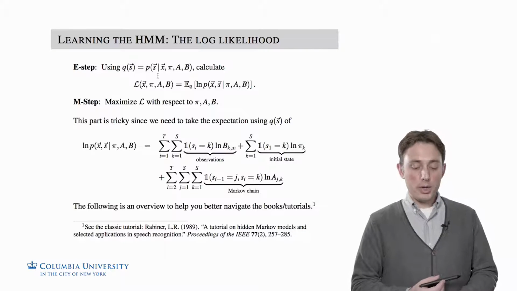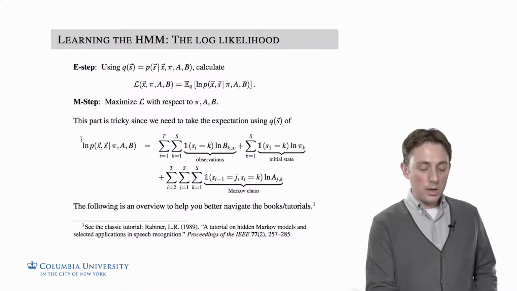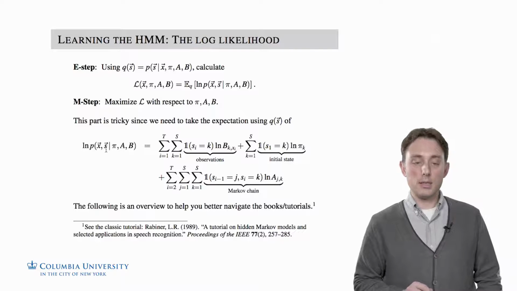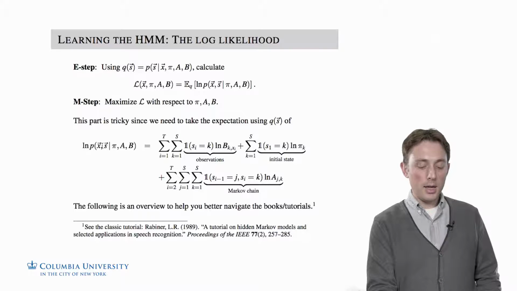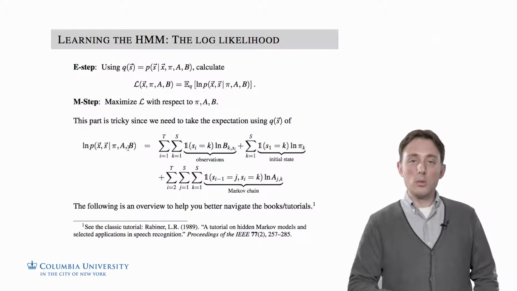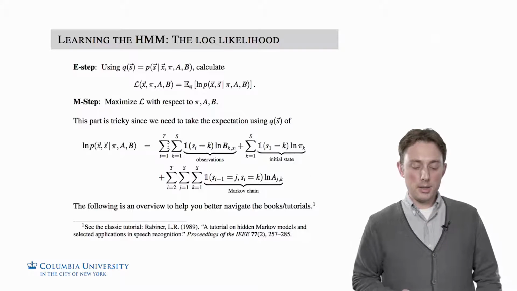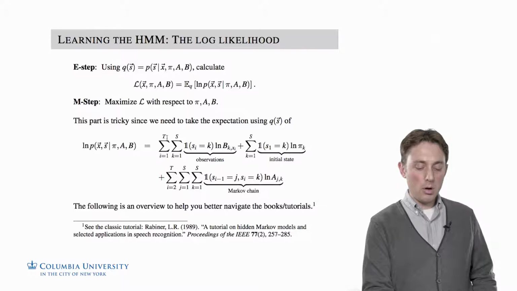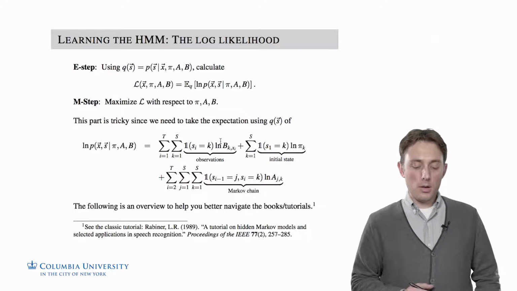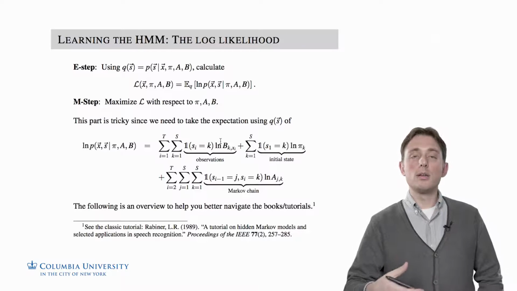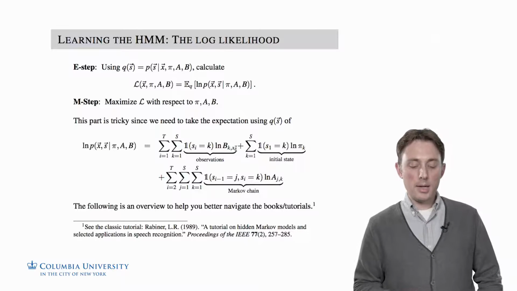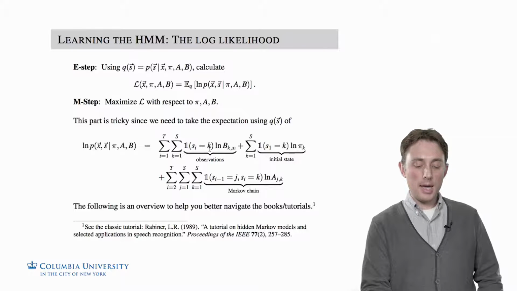So this part now is tricky, because if we look at the log of the joint likelihood of the observed and unobserved state sequence, data sequence, given the HMM parameters, we observe that it's equal to something like this. So here I'm summing over all of the observations of the log of the probability of observing data at time point i, given that I'm in state k at time point i.